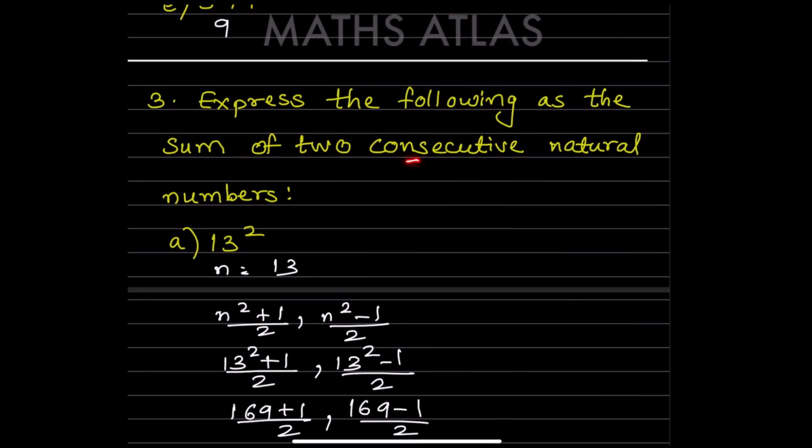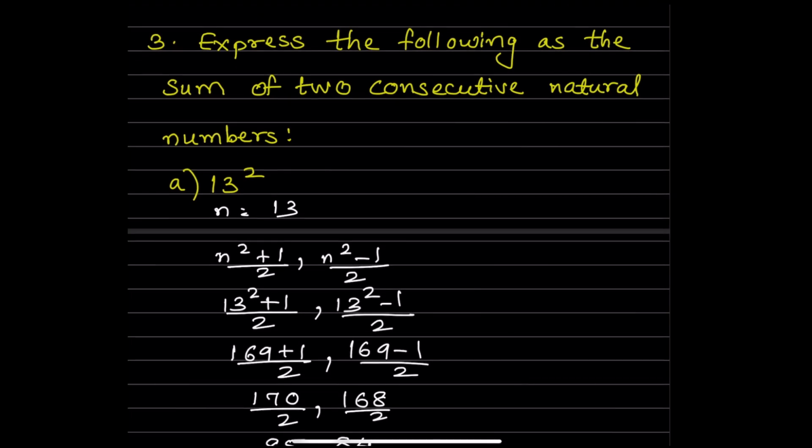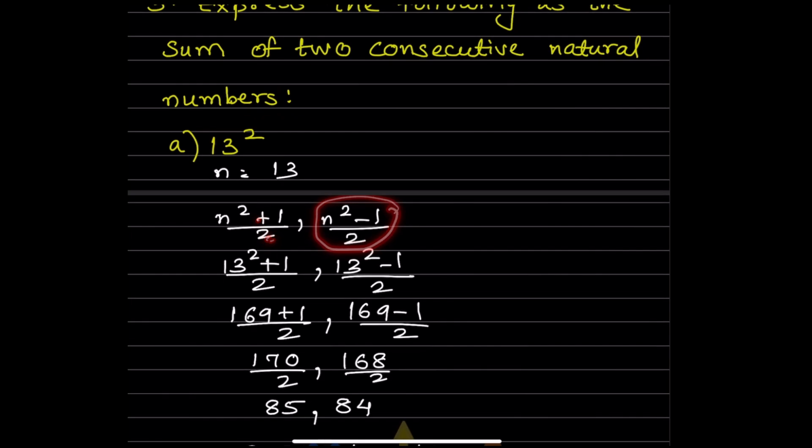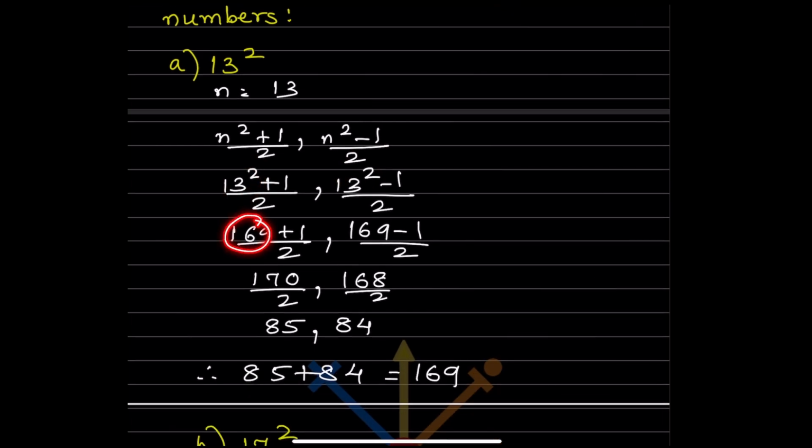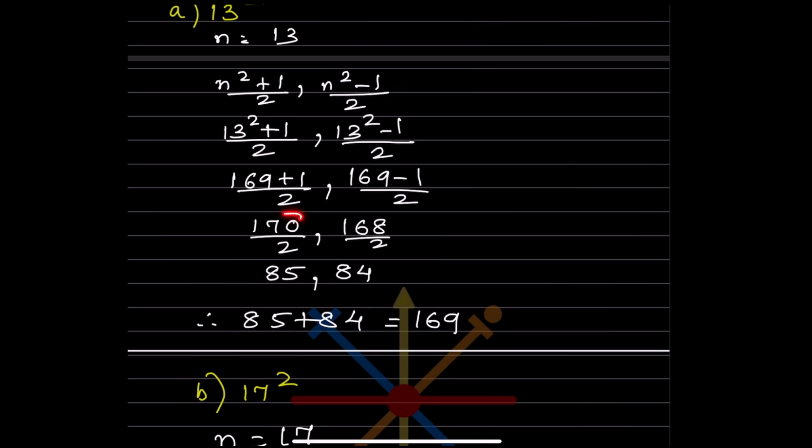Express the following as the sum of two consecutive natural numbers. The number is given as 13 squared, so let us consider n is 13. To find two consecutive natural numbers, we have to use the formula (n squared plus 1) divided by 2 and (n squared minus 1) divided by 2. So n is 13: (13 squared plus 1) divided by 2 and (13 squared minus 1) divided by 2. 13 squared is 169, so 170 divided by 2 and 168 divided by 2. 170 divided by 2 is 85, and this is going to be 84.